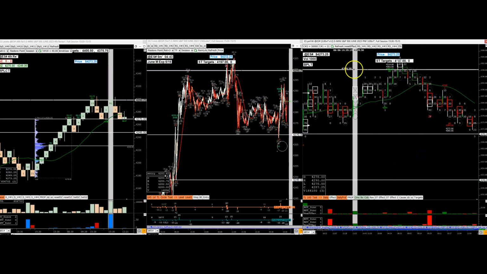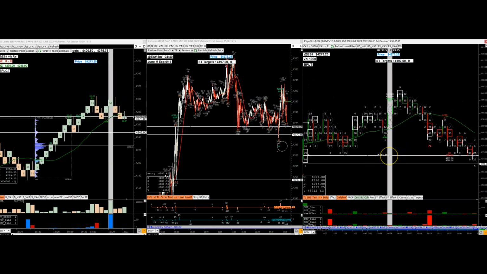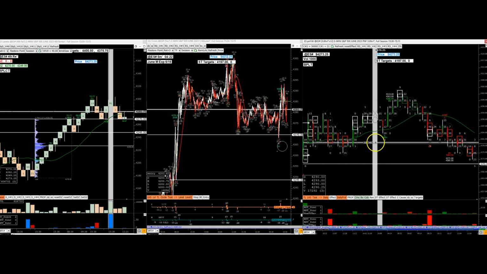Okay, so now I'm going to mention something about the tape reading chart. This chart, tape reading or whatever footprint chart, this is the missing link. You must have this type of chart, in my opinion, and I'll show you why. It's going to lower your losses a lot. All right, I'll tell you why.